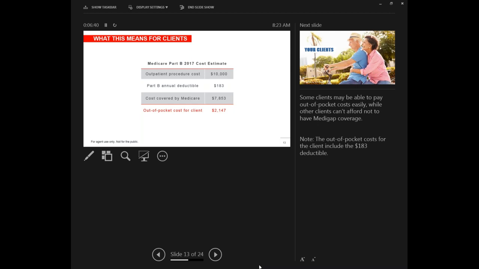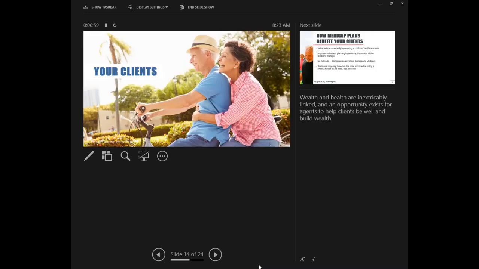And the only difference between plan F and plan G is that Part B deductible. That $183 is the only difference between the two. It's not worth putting them on that only to see costs increase down the line.